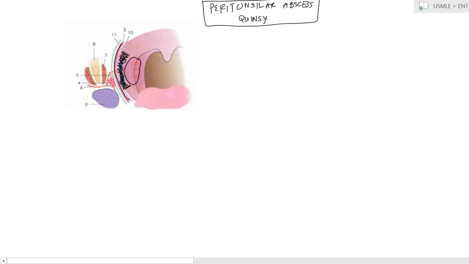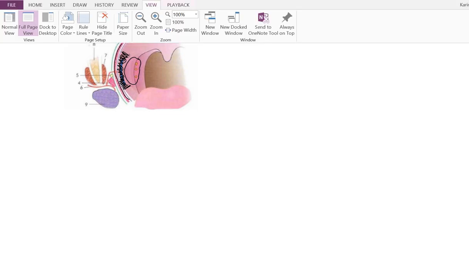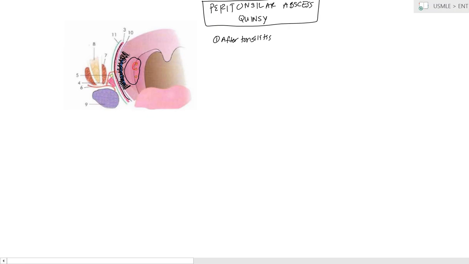Now, why does it happen? The most common reason is going to be after tonsillitis. The patient gets tonsillitis, and then it forms some type of intratonsillar abscess, and then it leaks out into the peritonsillar area, creating a peritonsillar abscess. However, that's not always the case. Sometimes it can arise de novo.